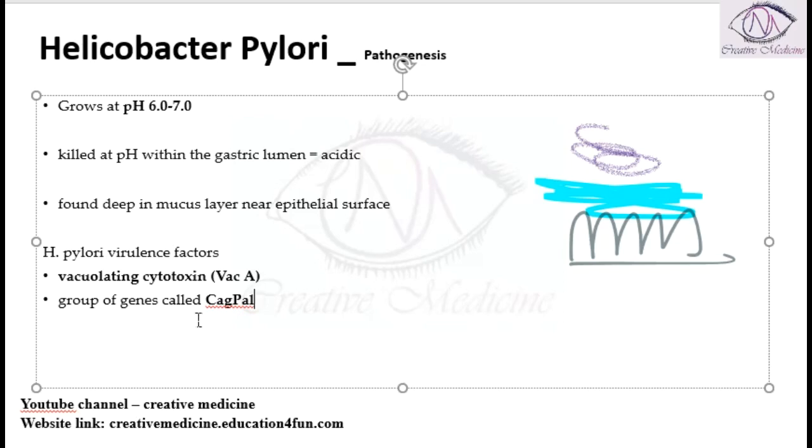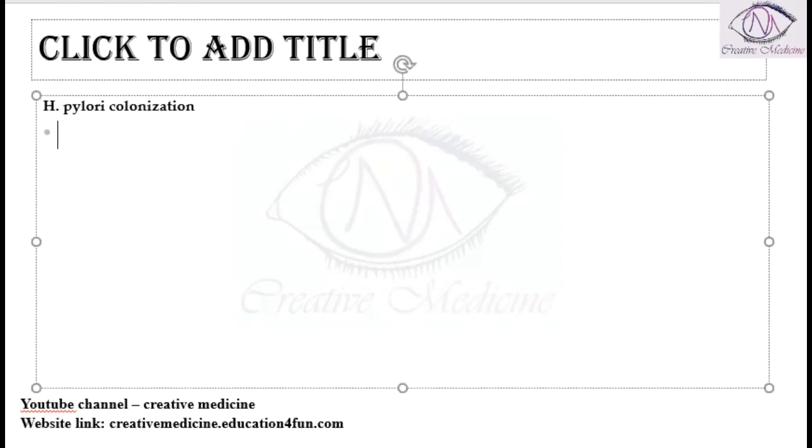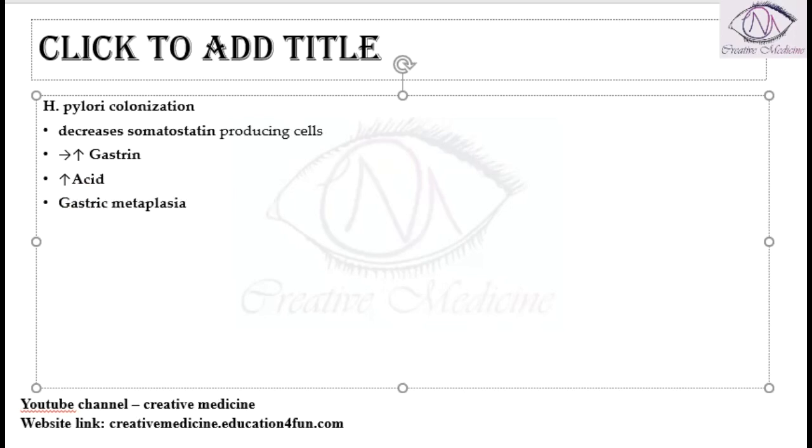Very good. Now, how does this H. pylori cause infections? First, H. pylori will colonize. Once H. pylori colonizes, it will decrease the somatostatin producing cells. So, because the somatostatin producing cells are decreased, there is increased production of gastrin. This gastrin increases the acid production, and this increased acid production will cause gastric metaplasia in the duodenum. There is gastric metaplasia because of increased acid production in the stomach.